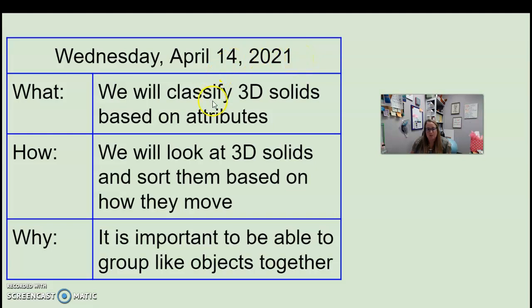Today we are going to classify 3D solids based on their attributes. We will look at 3D solids and sort them based on how they move. Ooh, that's going to be fun. And why are we going to do this? Well, it's important to be able to group like objects together.